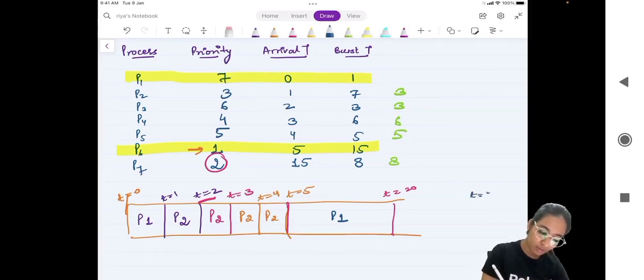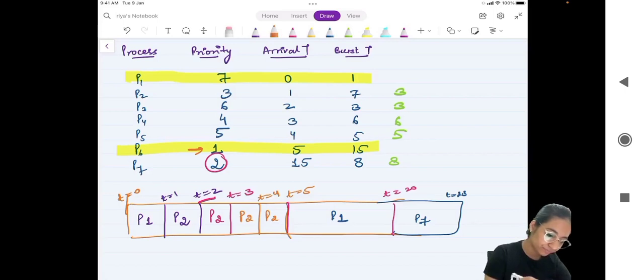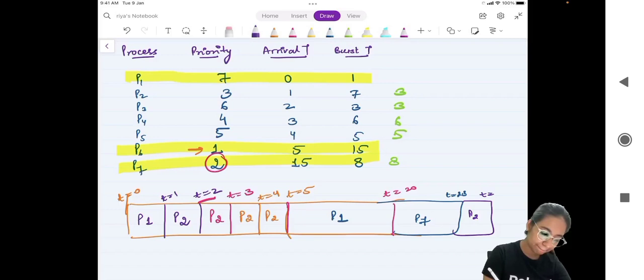So at t is equal to 28, you will have P7 process. Okay. Now after this, what will happen is you will have the next process, which is the next hierarchy process, which is P2. So P2 will basically get executed till 3 units, 31. Now this is also done.